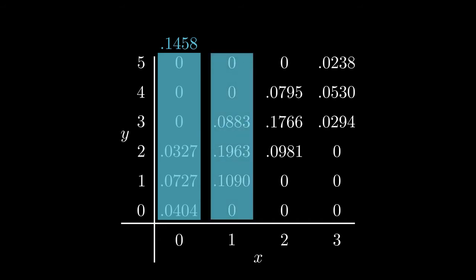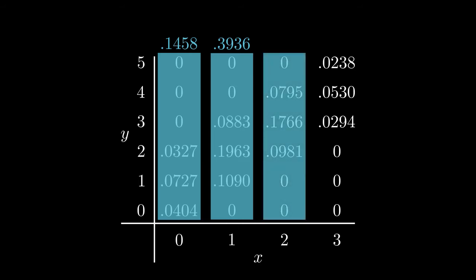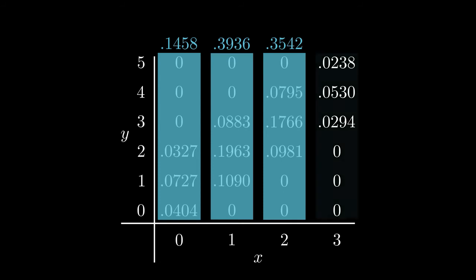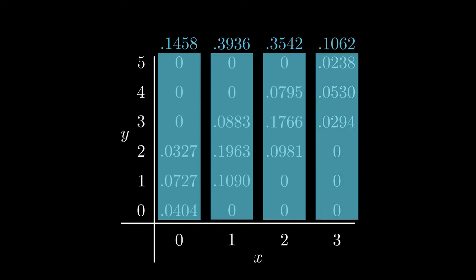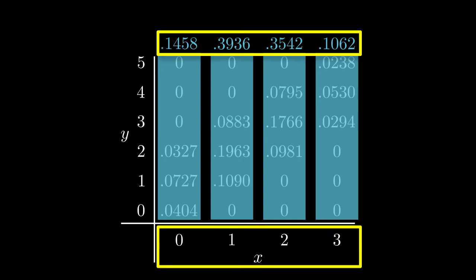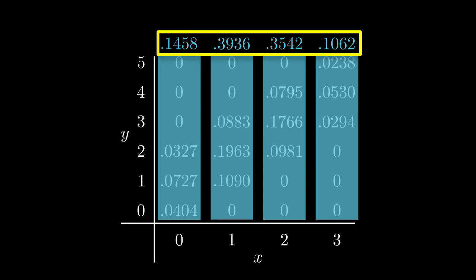Likewise, if we want to know the probability that X equals 1 from the joint PMF, we would add up the probabilities in this column, corresponding to outcomes where X equals 1. And so on for the probability that X equals 2 and the probability that X equals 3. These probabilities in blue are the PMF of X at 0, 1, 2, and 3 respectively. Because it is natural to write these column sums in the margins of the table, this has come to be known as the marginal distribution of X.